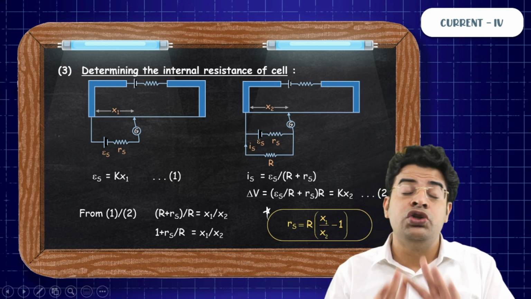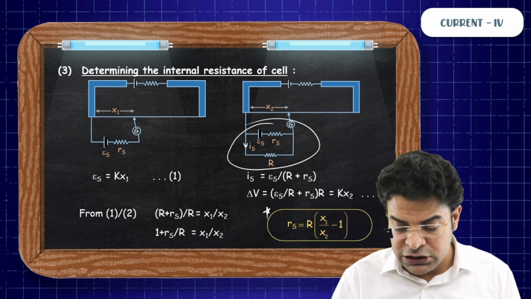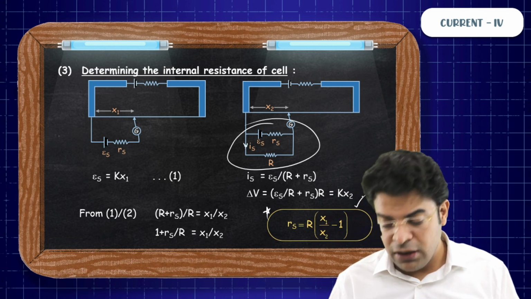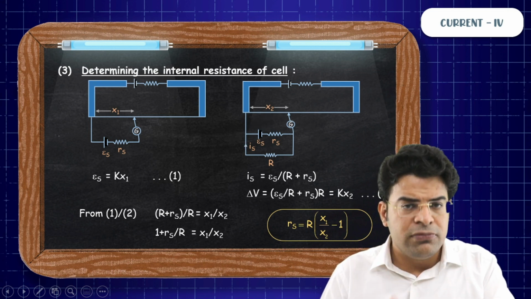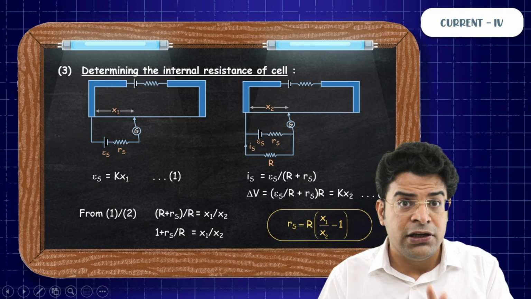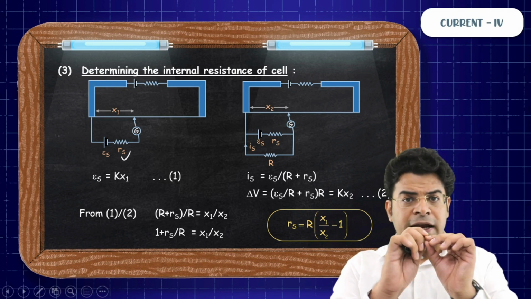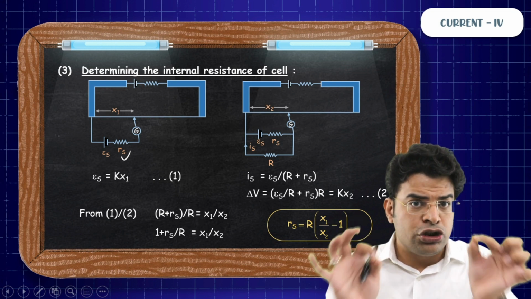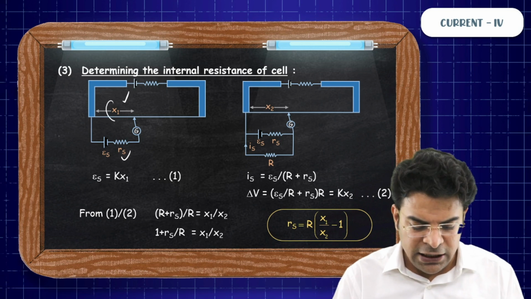You do not wish to remember, do not remember. I tell all my kids to remember the procedure rather than the formula for their competitive examination. So remember the procedure rather than the result. What is the procedure? First, connect the cell whose internal resistance has to be found and balance it across the potentiometer wire. Let's say the balance length comes out to be x1.